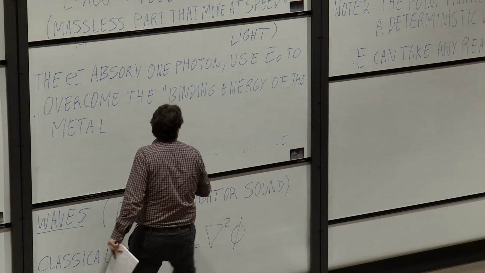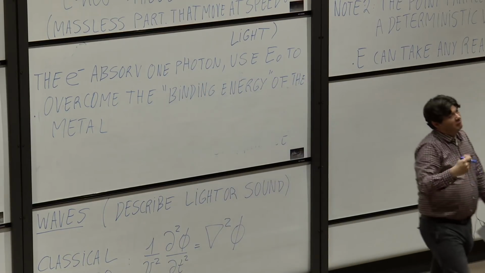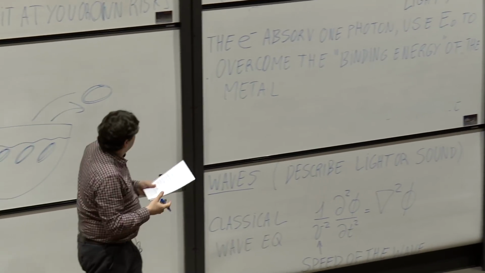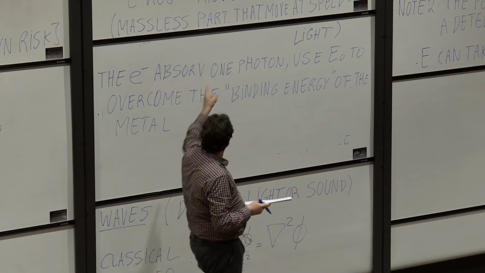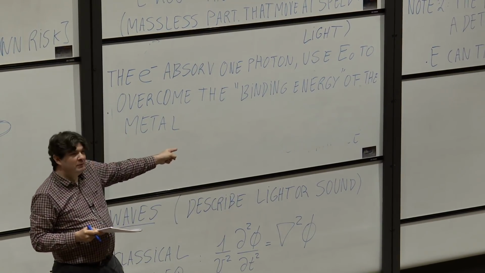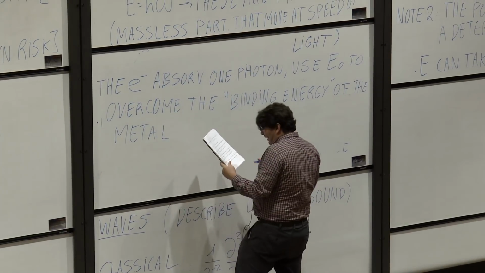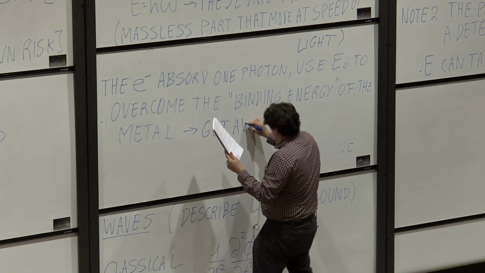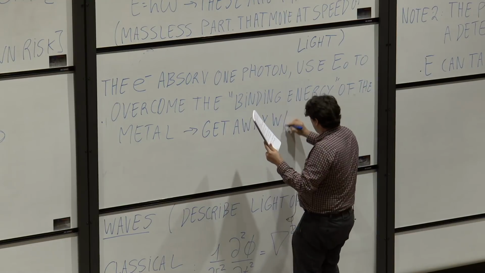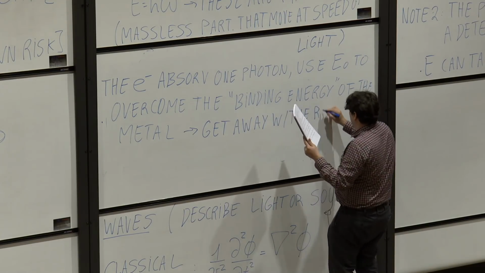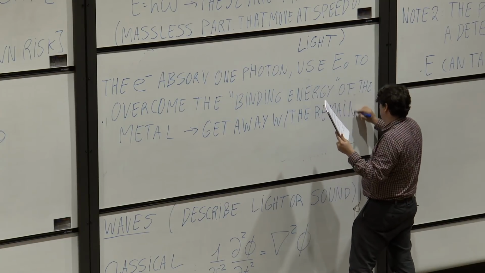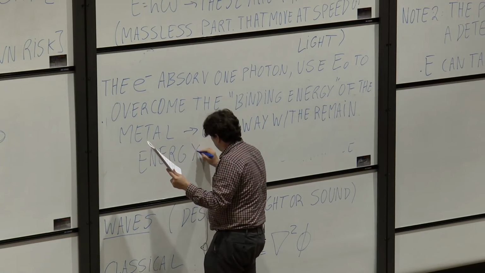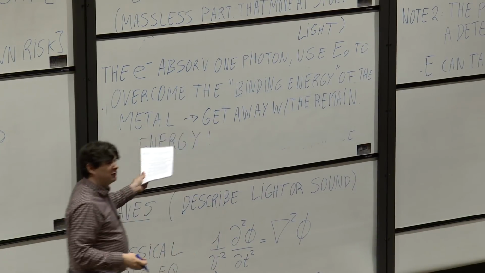So a metal is like a country that requires a visa to get out. So you have to pay a little bit if you want to get out of a metal. And this is the binding energy, E zero. And then they started with this energy, h bar omega. Then they use E zero to overcome the binding energy of the metal. And finally, they get away with the remaining energy. Einstein got the Nobel Prize for this explanation.